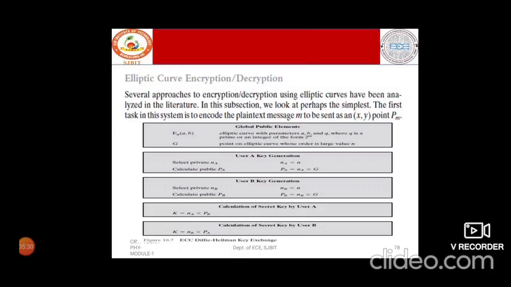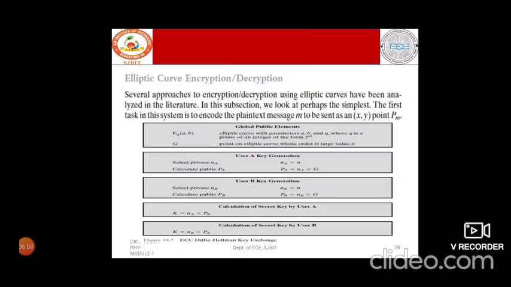User A key generation: select the private key nA, which should be less than n, and calculate the public key PA, which is the product of nA into G. User B key generation is similar: select the private key nB, which should be less than n, and calculate the public key PB, which is equal to nB into G. Calculation of the secret key by user A: K is equal to nA into PB. Calculation of the secret key by user B: K is equal to nB into PA. So this is the ECC Diffie-Hellman key exchange.